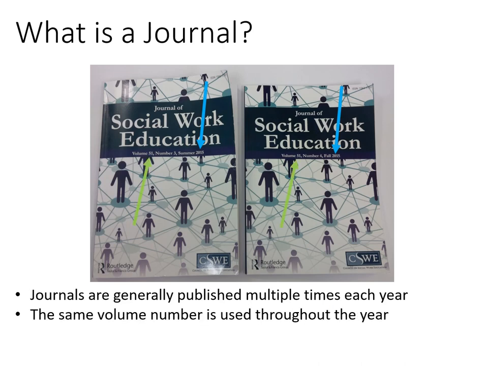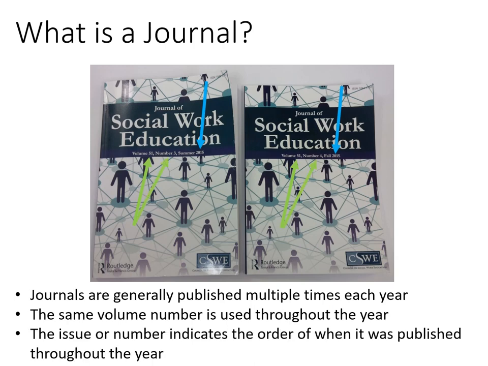Most journals utilize the same volume number for the entire year. In this journal, volume 51 was published in 2015. This would mean that volume 50 was published in 2014, and volume 52 was published in 2016. This is not a hard and fast rule. Some journals will use two different volume numbers for one publication year.